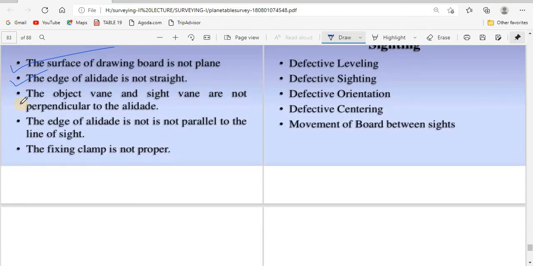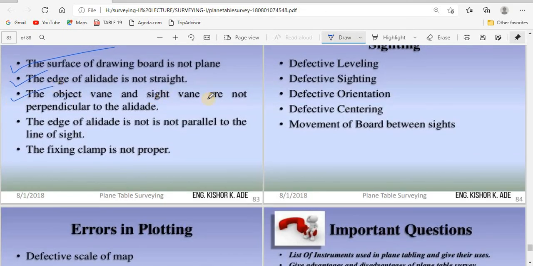Instrumental errors can be: the surface of the drawing board is not plane, the edge of the alidade is not straight, the object vane and the side vane are not perpendicular to each other, which can cause an error. The edge of the alidade is not parallel to the line of sight, which can also cause an error. The fixing of the clamp is not proper.